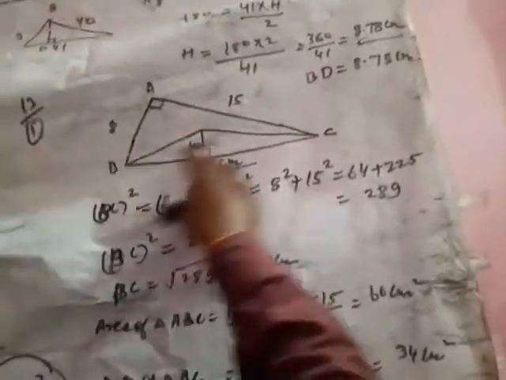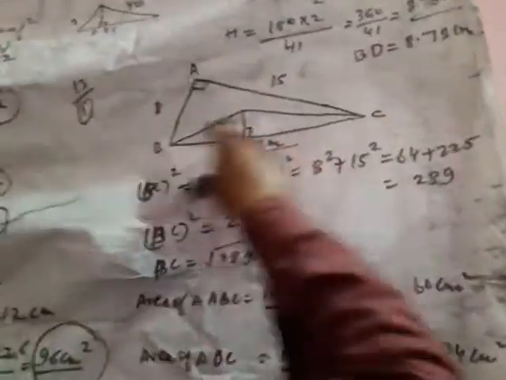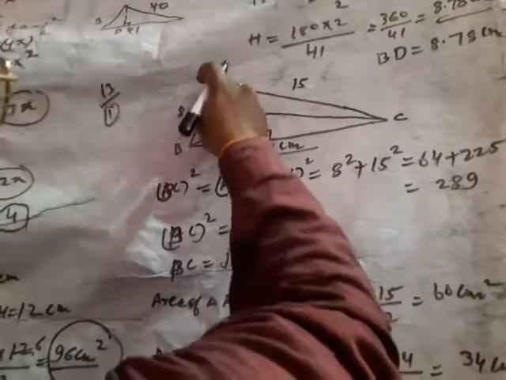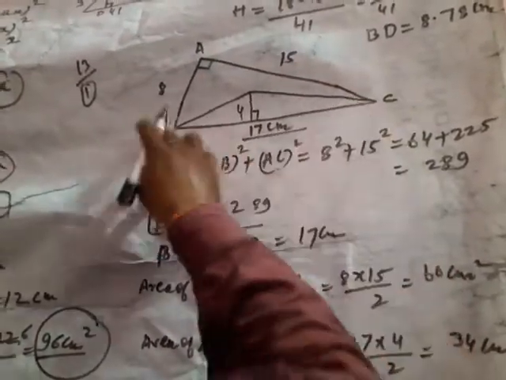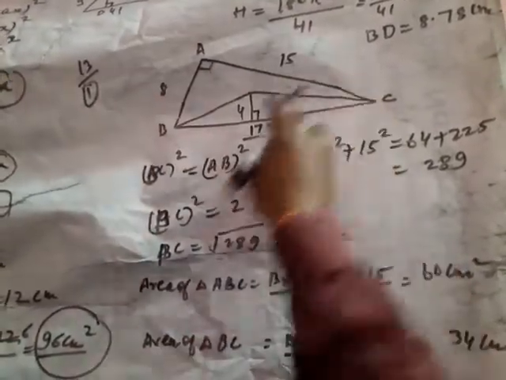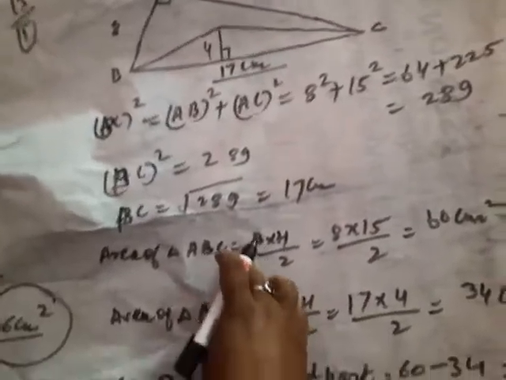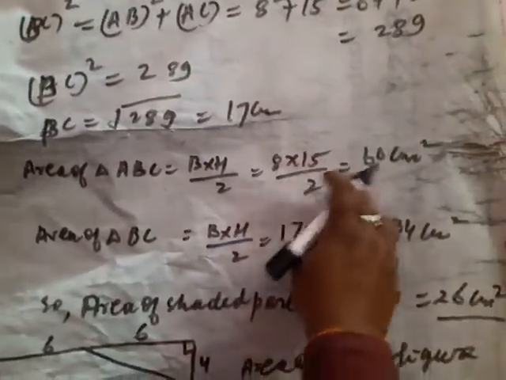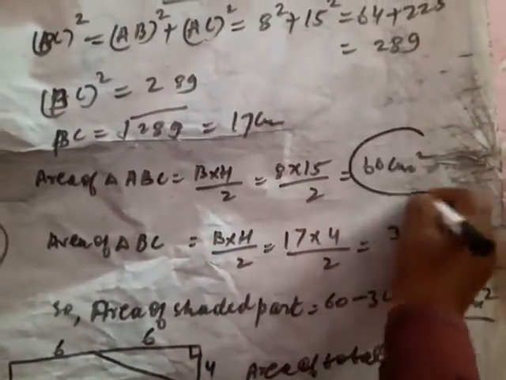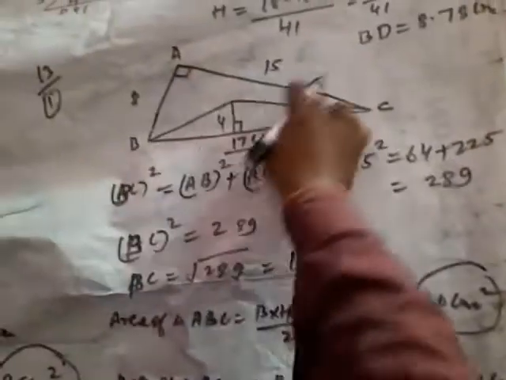Now come to the area of this full big triangle ABC. This is our base and this is our height. The area of triangle ABC is equal to base into height upon 2. 8 into 15 upon 2 is equal to 60 centimeter square. This is the area of the big triangle.